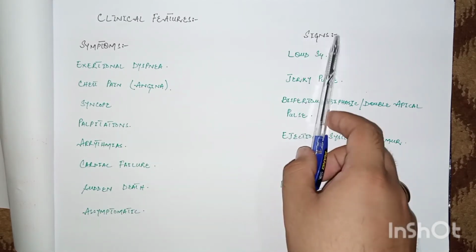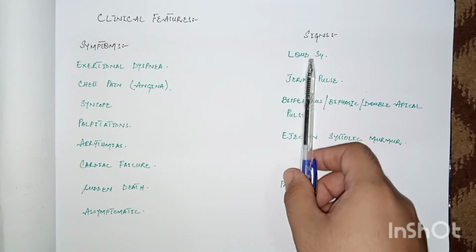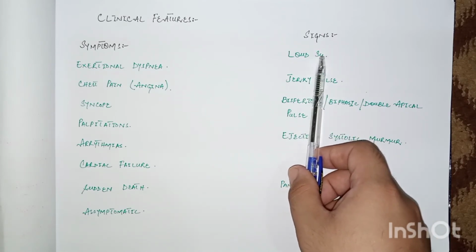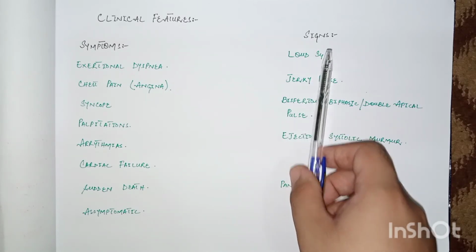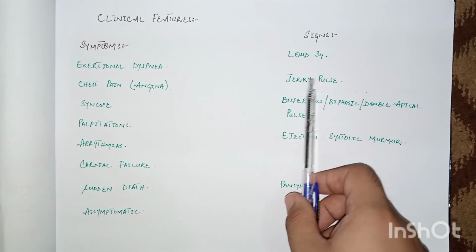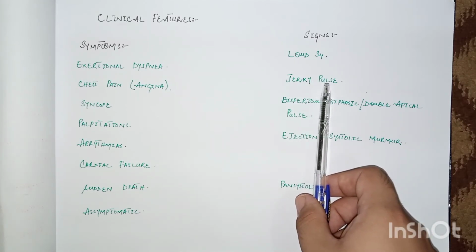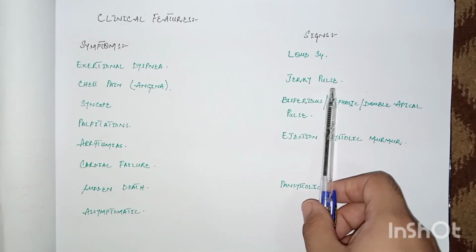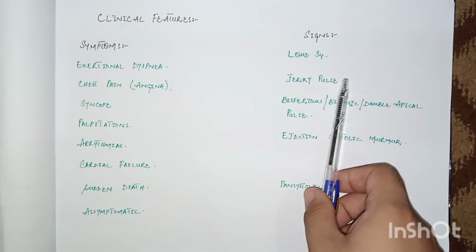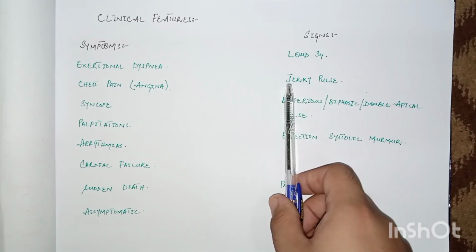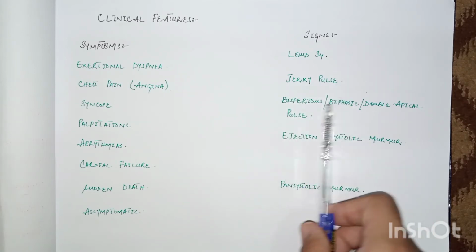Now come to the signs. S4 sound: as we know, this S4 sound is produced when the atria contract against the stiffened, hypertrophied ventricle. And the pulse is jerky because of the obstruction. When there is ejection from the left ventricle into the aorta and then a sudden blockage, this jerky pulse is produced.